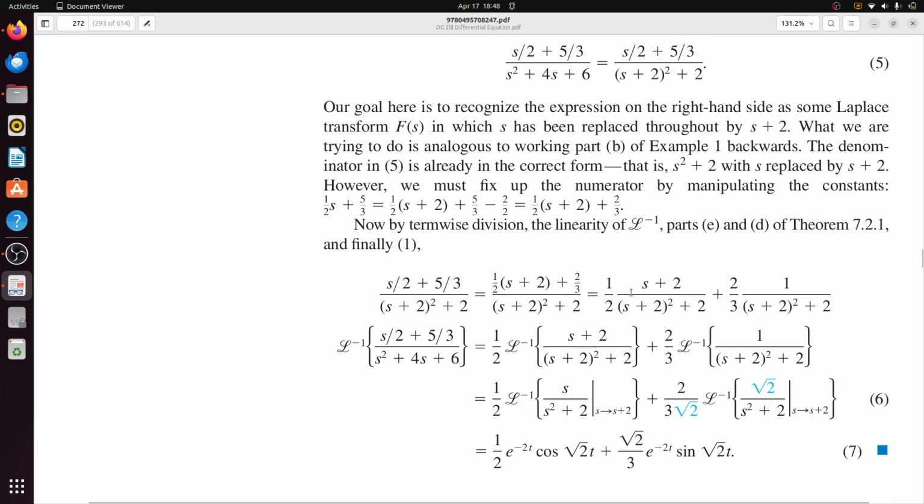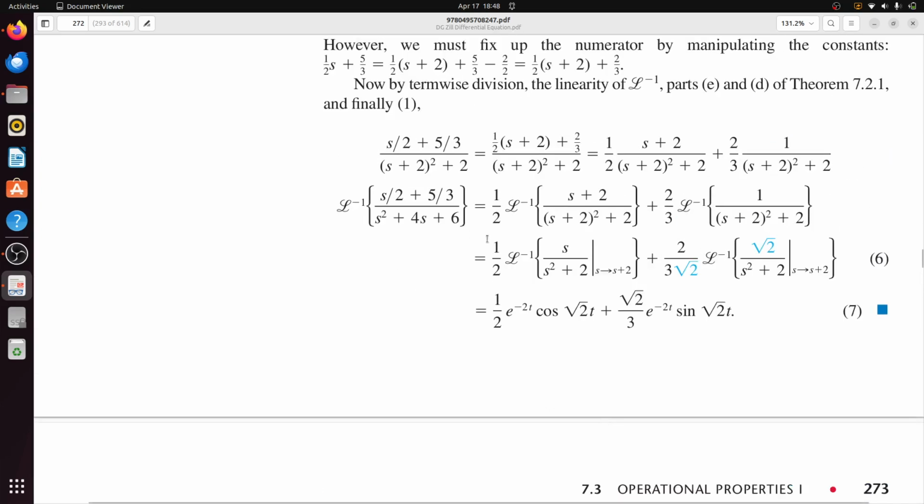So that can be written as half into s plus 2 by s plus 2 whole square plus 2, plus 2 by 3 into 1 by s plus 2 whole square plus 2. So s by s square plus 2 is actually the Laplace transformation of cos root 2 t. So what will be the Laplace transformation of this? This will be e to the power minus 2t cos root 2 t, plus root 2 by 3 into e to the power minus 2t sin root 2 t.